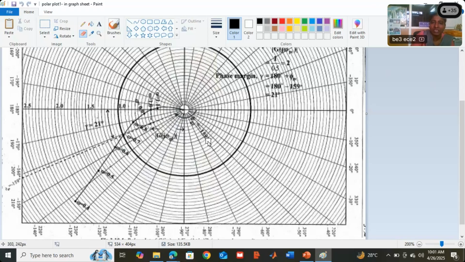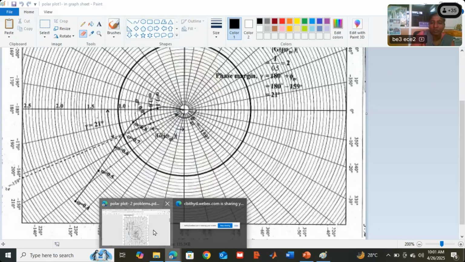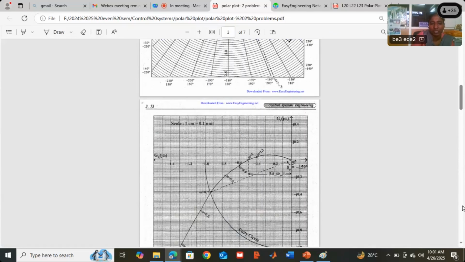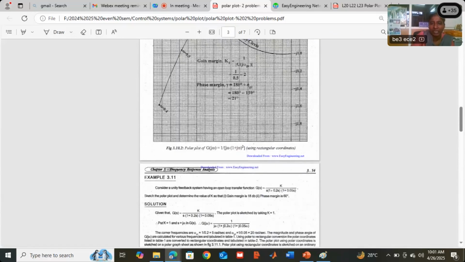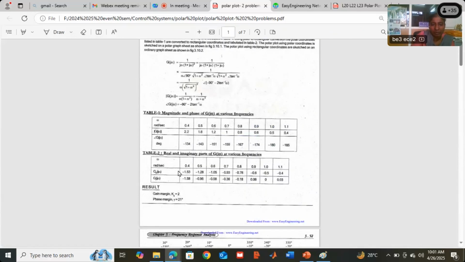Okay. Phase margin is phi gc plus 180. So phi gc is minus 159. That will become the phase margin. You can see here the calculation they have done: minus 159 plus 180 becomes plus 21 degrees, that is the phase margin.